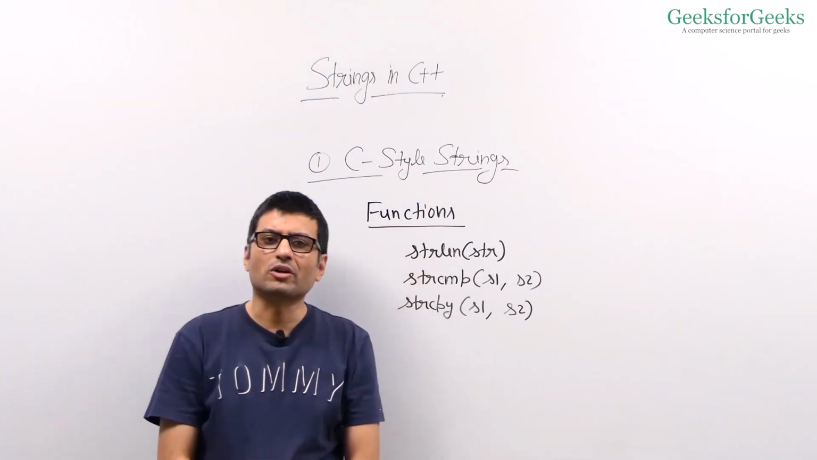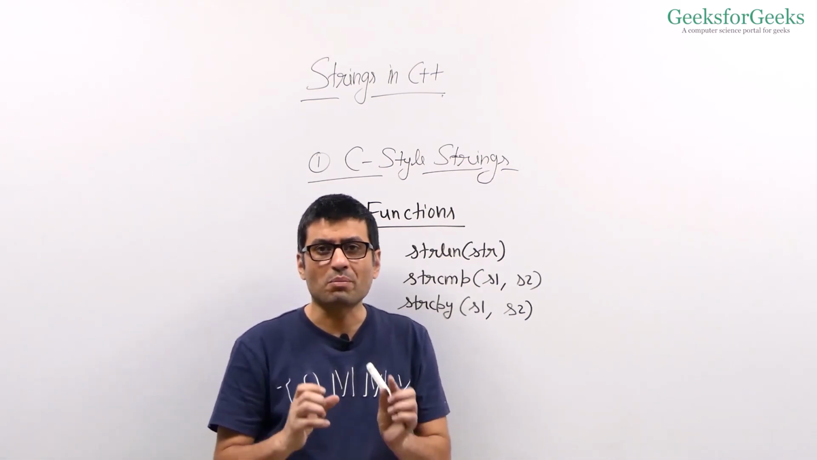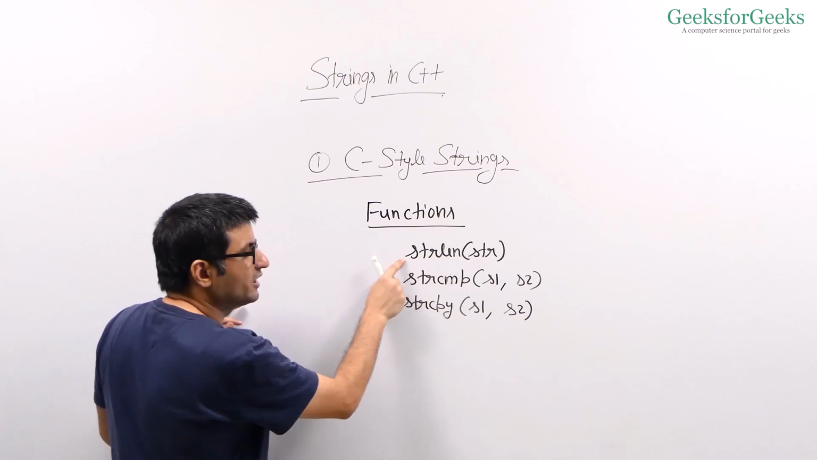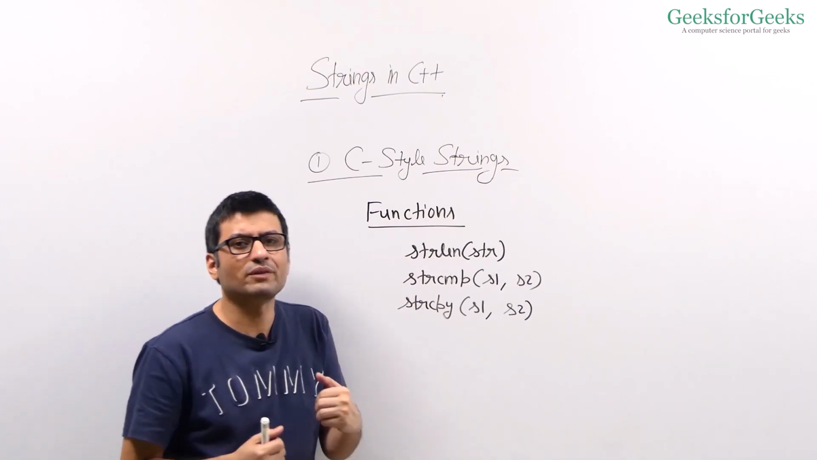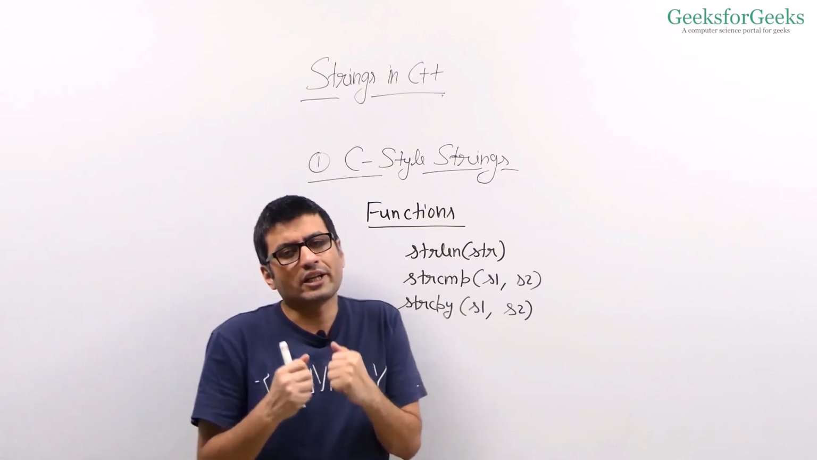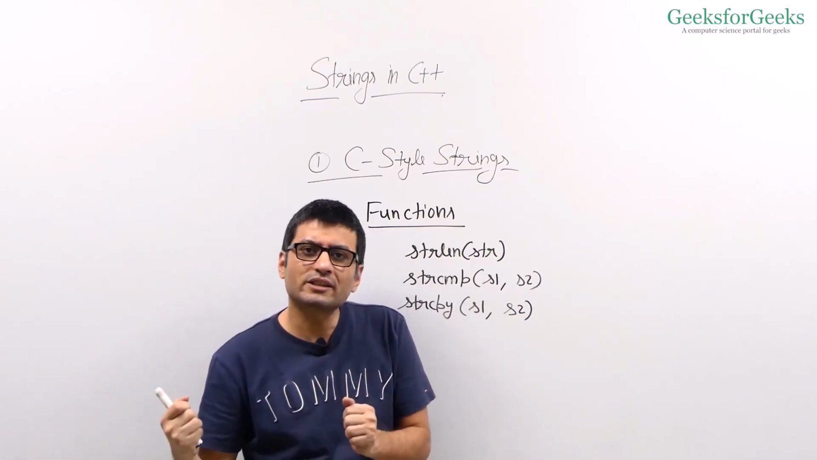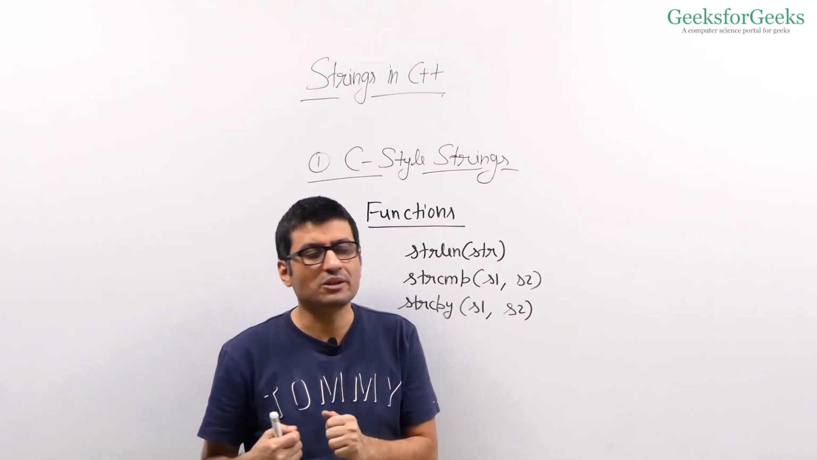Let us now talk about functions used for C style strings. I'm going to talk about the three main functions which are the most used. The first one is strlen, which is used to find the length of a string, and we have discussed an example of it. How does it work? You give it a character array, it will traverse the character array until it finds a \0, counts the characters and returns that count.